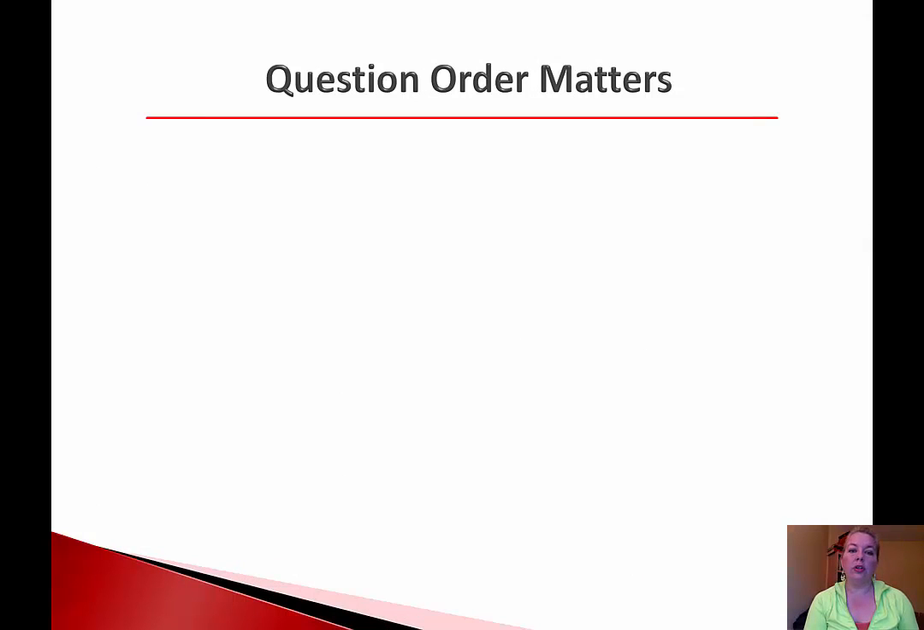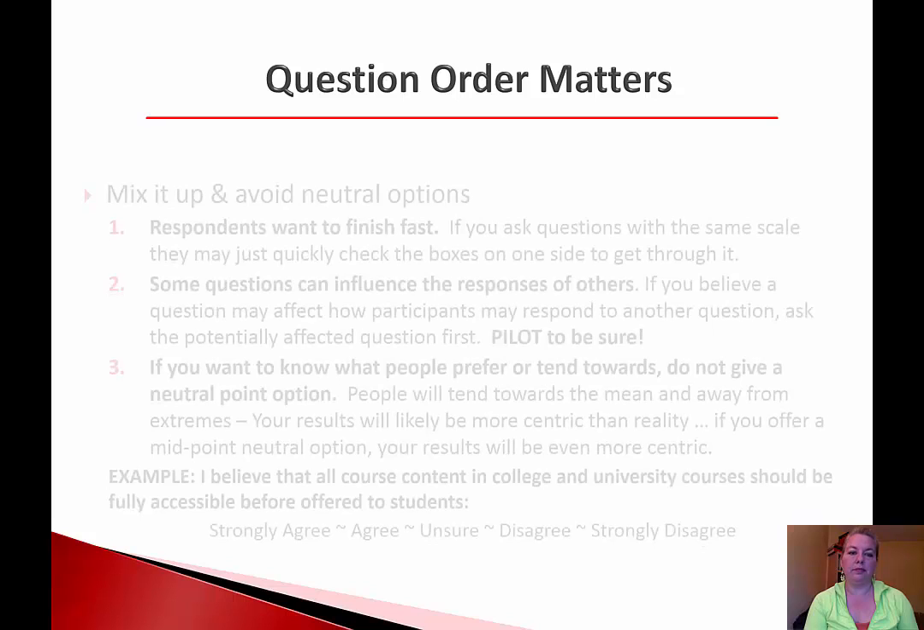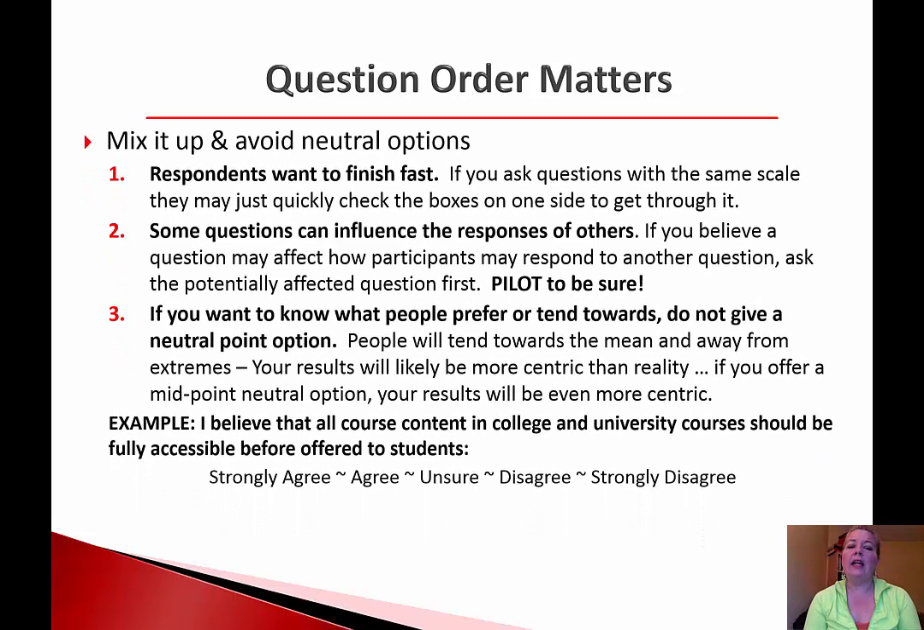Question order also matters. The order in which you ask the questions can be very important. Mix it up and avoid neutral options. There are 3 things I'd like you to keep in mind when coming to question order. Respondents want to finish fast. We all know this. We've responded to surveys before. Oftentimes we'll only do it if it says it will only take 3 to 5 or 5 to 10 minutes of your time. If you ask questions with the same scale, they may just quickly check the boxes on one side to get through it.